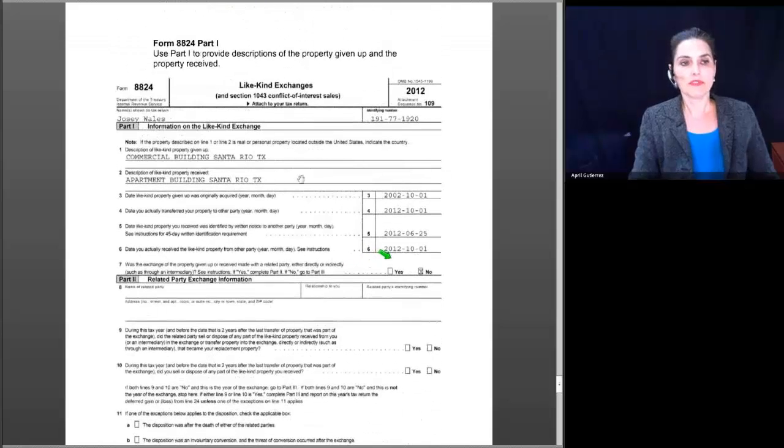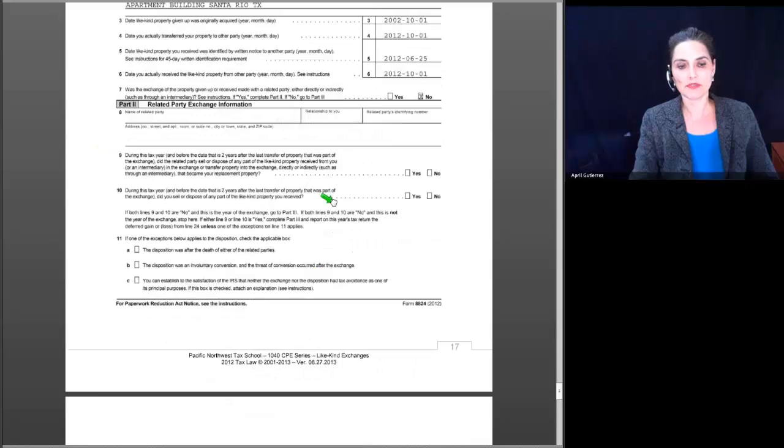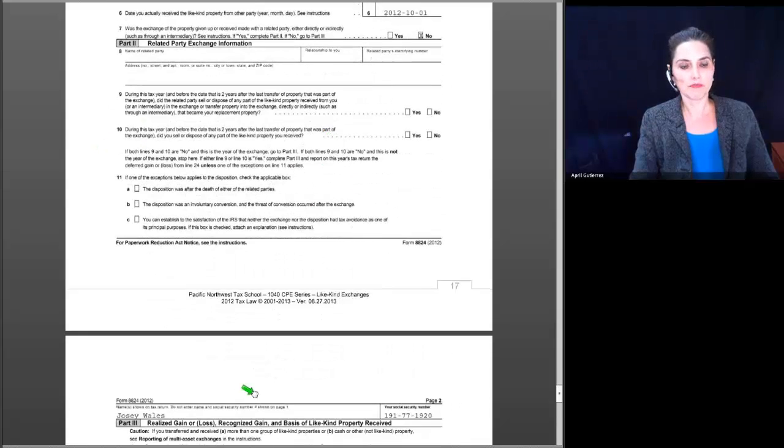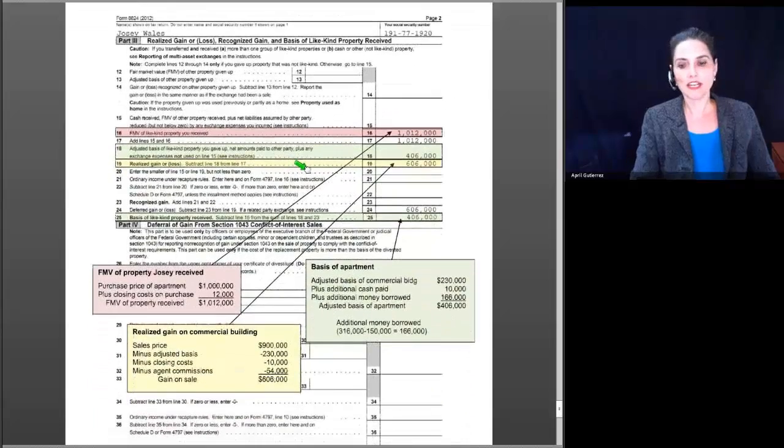So ultimately, we then move over to 8824. We fill out Part 1 by entering the information that I've provided you. This is not a related party exchange, so we skip through Part 2, and then we get over to Page 2. And on Page 2, on line 16, we enter the fair market value of the like-kind property that you received, and that was the very last box I showed you on the preceding page. That's where you take the purchase price of the new property and add in closing costs on the new property to get the fair market value of the property received, which is $1,012,000. We then, on line 19, enter the realized gain on the commercial building as $606,000.